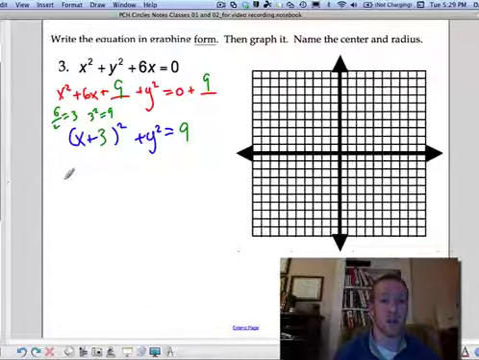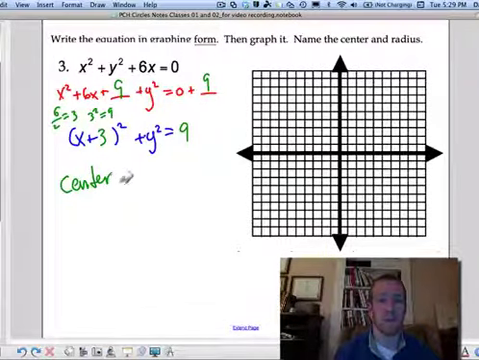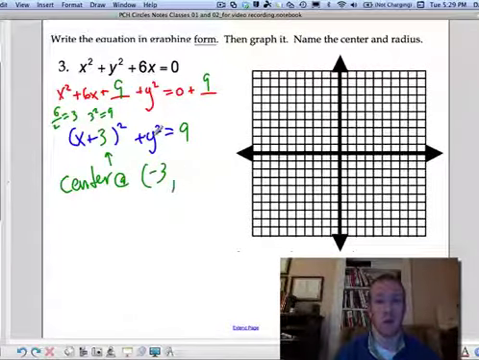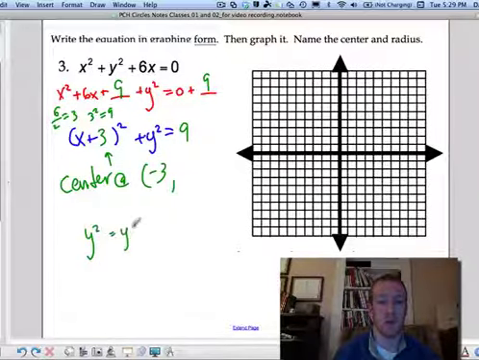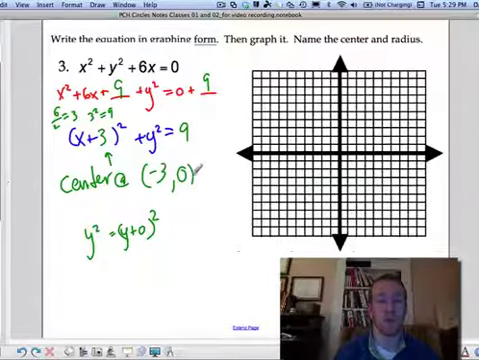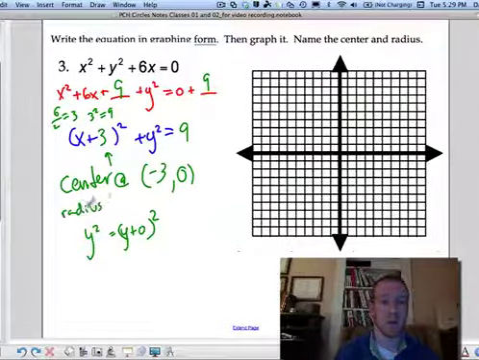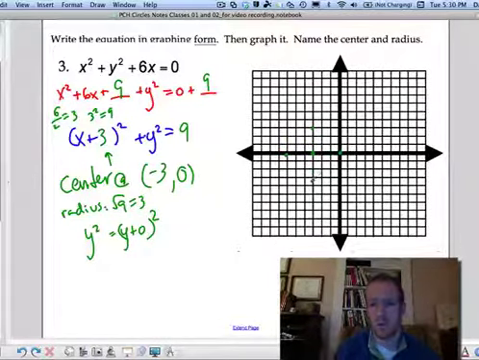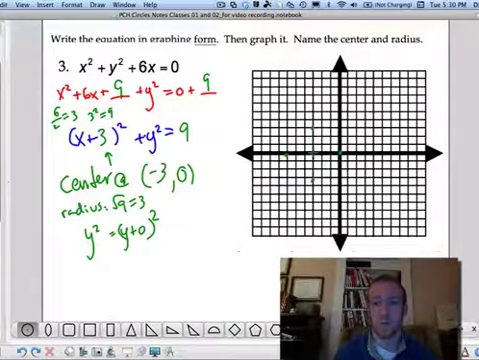So that tells me that I have a center at negative 3, because it's the opposite of this. And y squared is the same as y plus 0 squared. So the y coordinate is 0 for my center, and my radius is the square root of 9, which is 3. So I go back 3, up 0, and my radius is 3, so 3, 3, 3, 3, and then there's my circle.